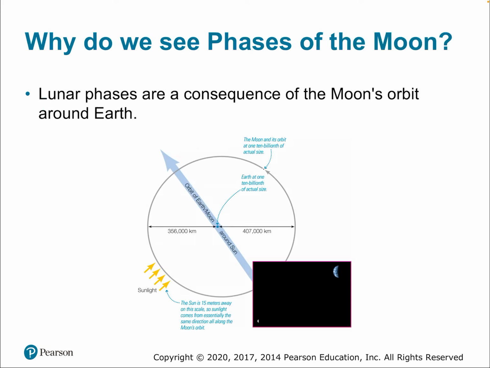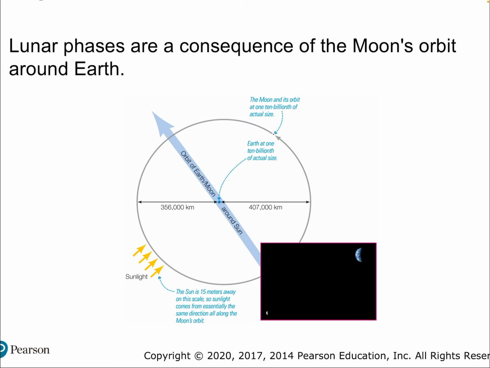Okay, but first, why do we see phases? Well, the phases are because of the moon's relative position. In a fairly well-scaled image here, we have Earth as a small blue dot. We then have the orbit of the moon around Earth, with its closest point at 356,000 kilometers and its furthest point at 407,000 kilometers. Now, it's fairly circular, but it's not perfectly circular. It's elliptical, and so that means that the Earth is at one of the foci of the ellipse.